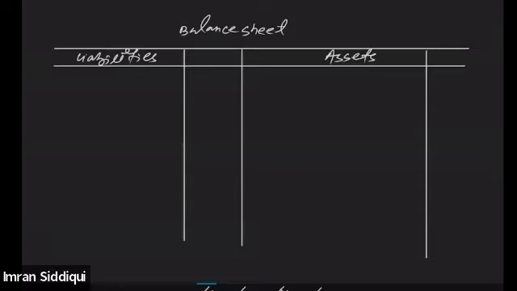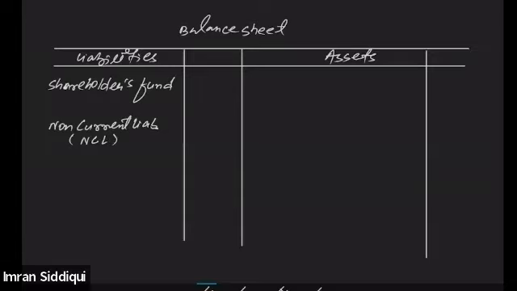Under the liabilities, I'm sure all of you are already aware that on the liability side, the first item that we write is shareholders' fund. And apart from shareholders' fund, there are non-current liabilities like long-term borrowings and debentures. Non-current liabilities are written as NCL. And then there are current liabilities as well.